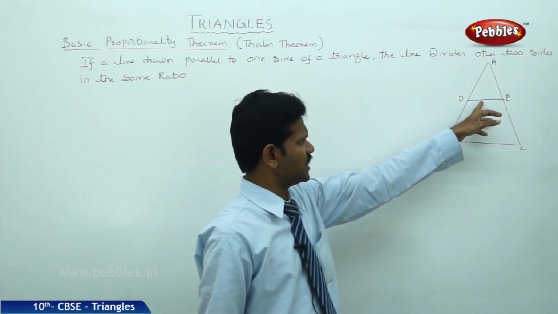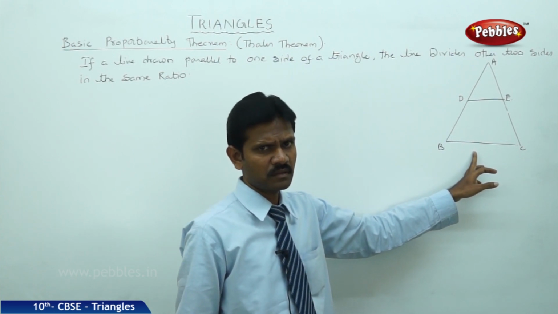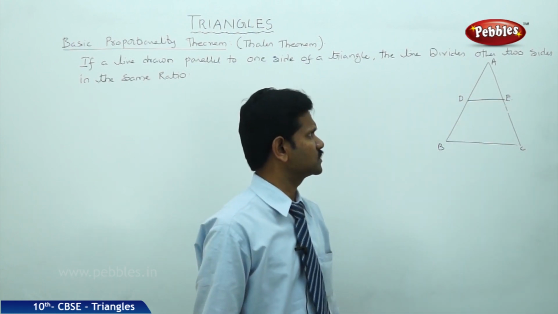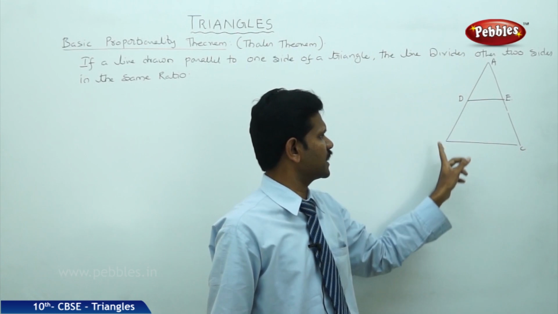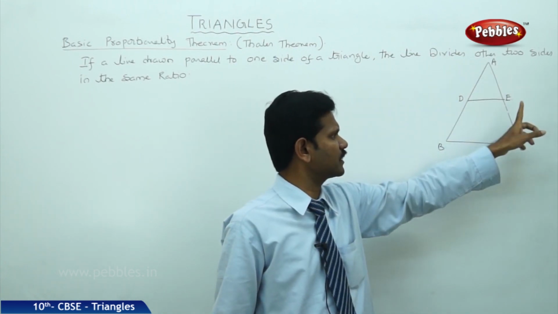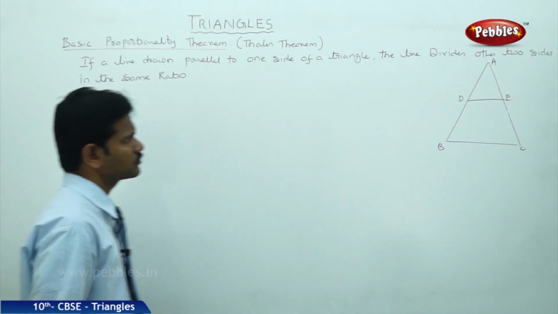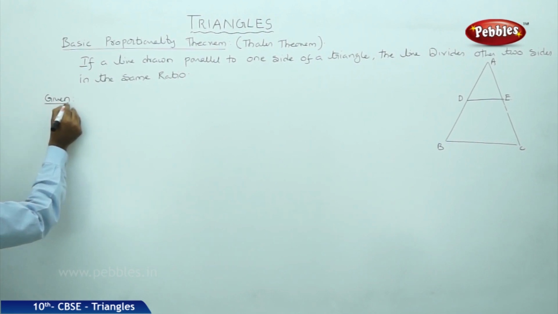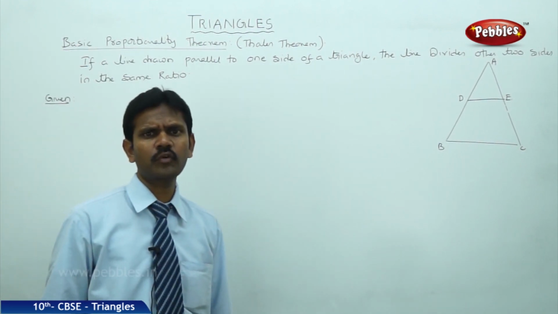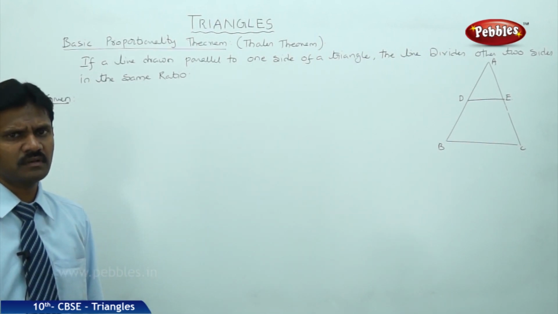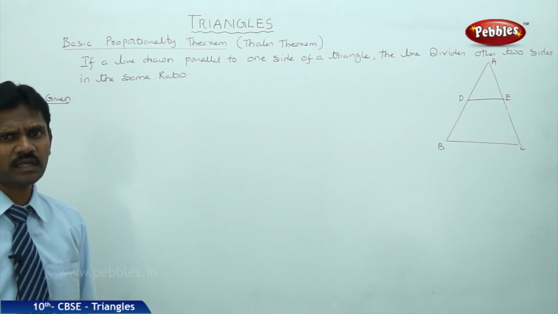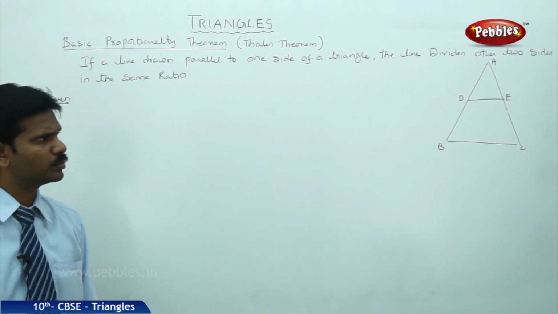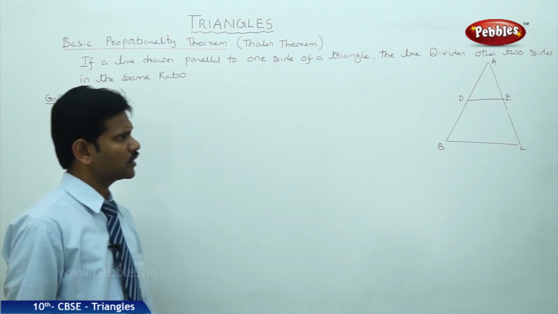Now, DE is parallel to BC and you have to show that this DE divides the other two sides in the same ratio, that is AD by DB is equal to AE by EC. That is, you have to prove. Given. A theorem mainly consists of four parts. Part 1 is the given, part 2 is the RTP, required to prove, part 3 is the construction, part 4 is the proof.